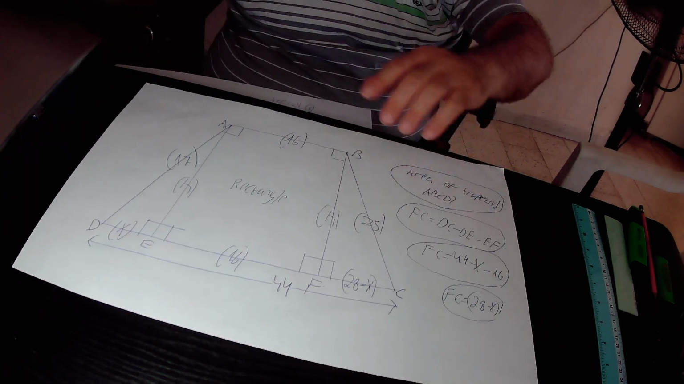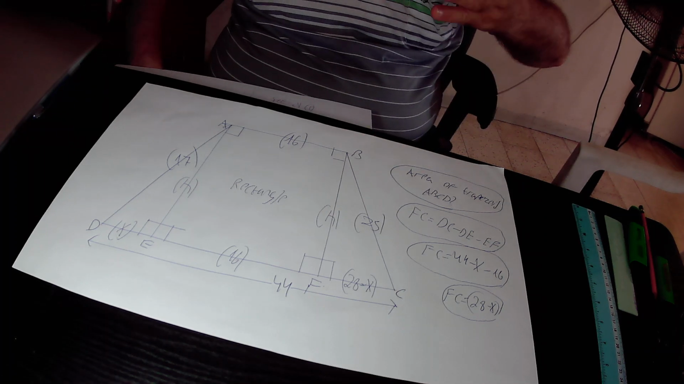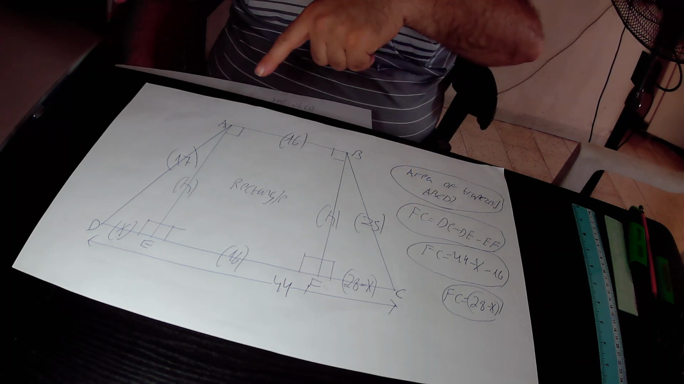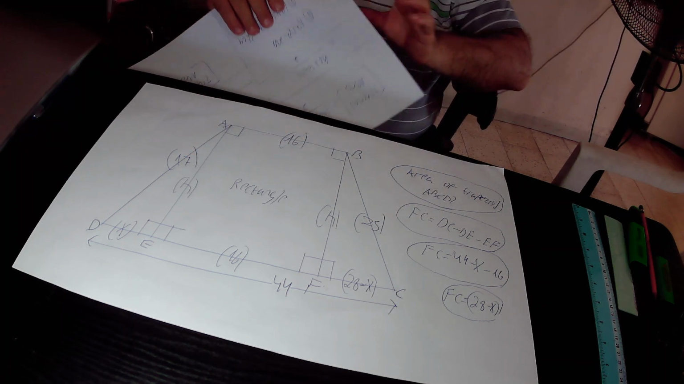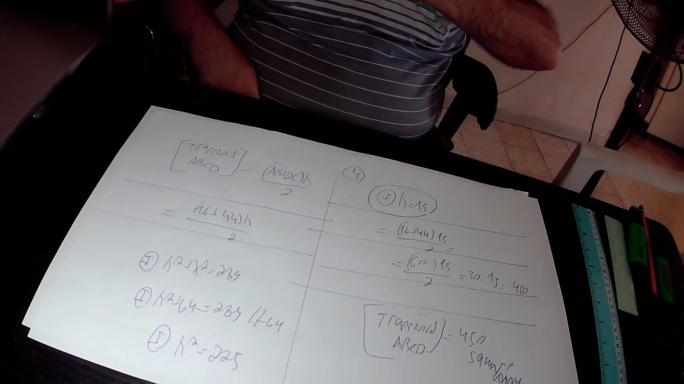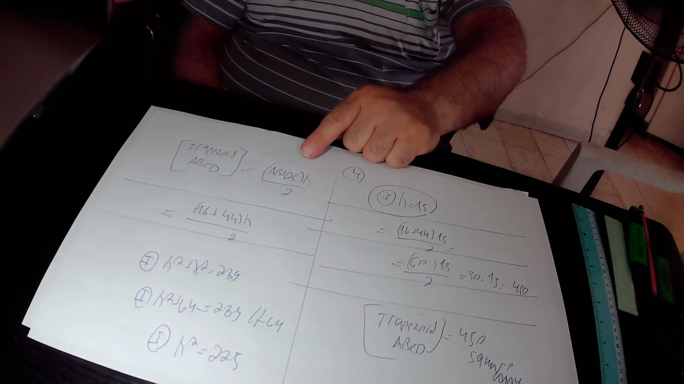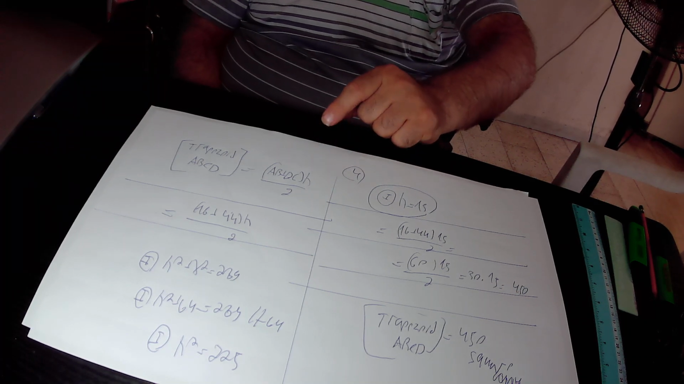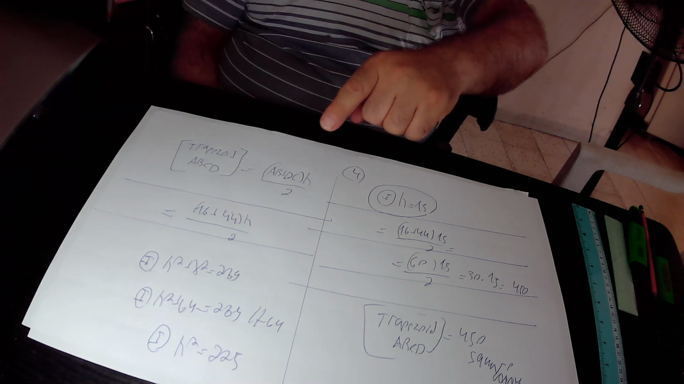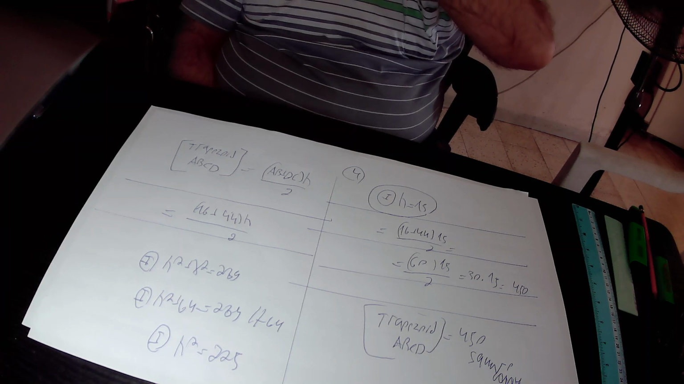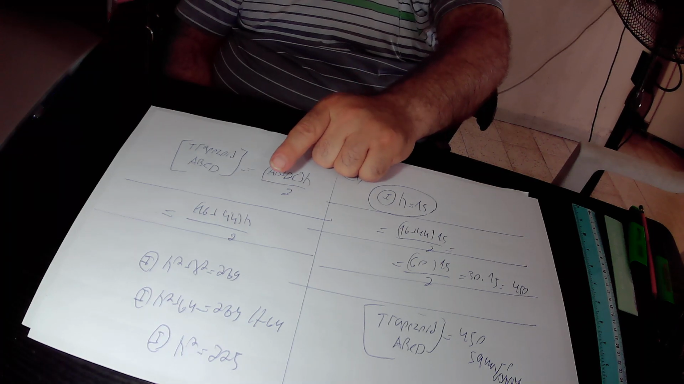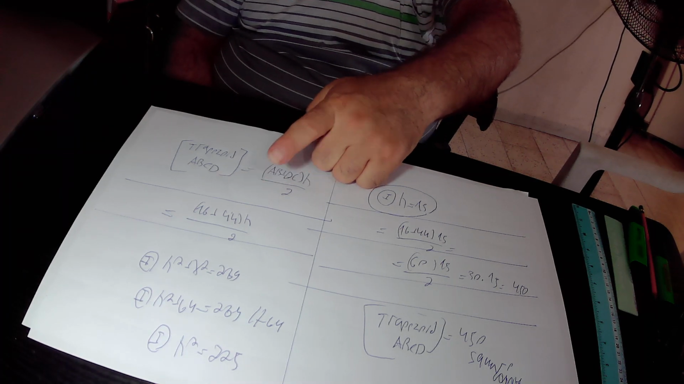Our mission is to find the area of this trapezoid ABCD. The area of trapezoid ABCD equals the sum of its two parallel bases, that is AB plus DC, times the height h, over 2. AB is 16, DC is 44. So the area of trapezoid ABCD equals (16 plus 44) times h over 2.